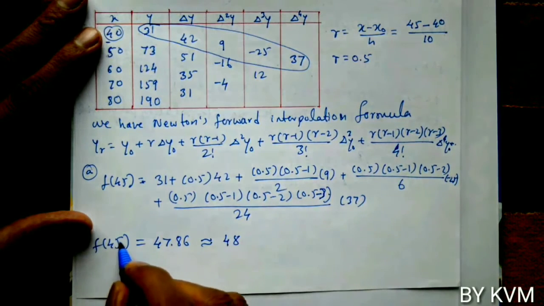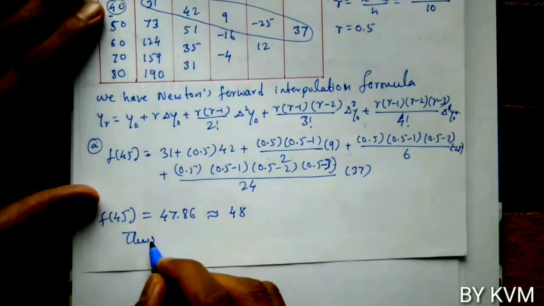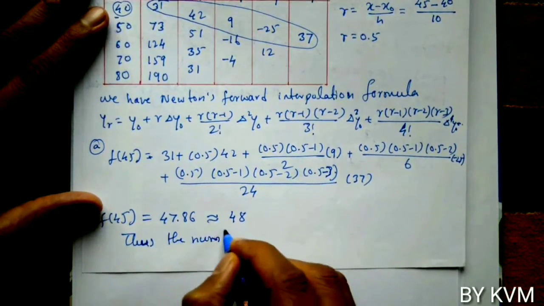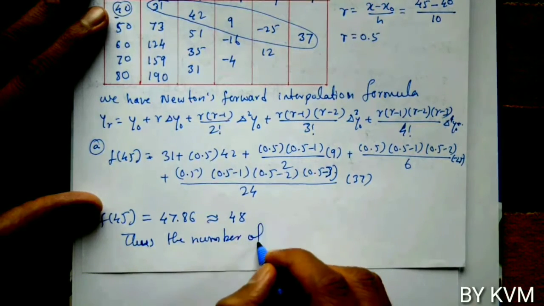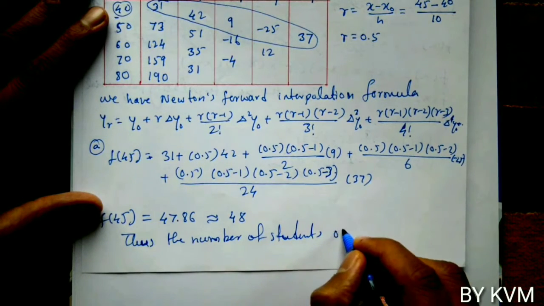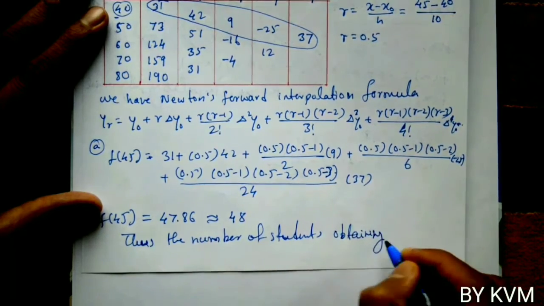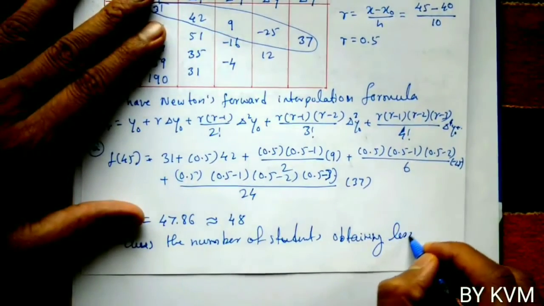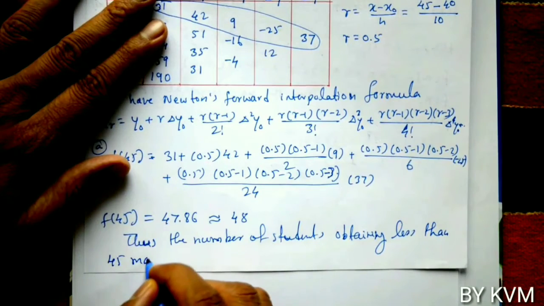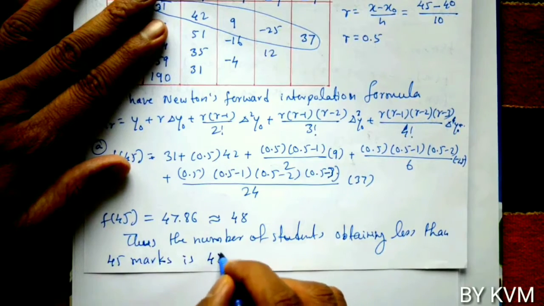So while typing the equation you should be very careful, you have to verify one or two times. 47.86. So f of 45 is 47.86. The number of students can't be a decimal number, so since 47.86 is closer to 48, it is approximately equal to 48. Thus the number of students obtaining less than 45 marks is 48.